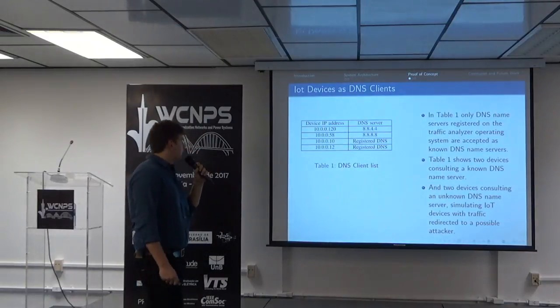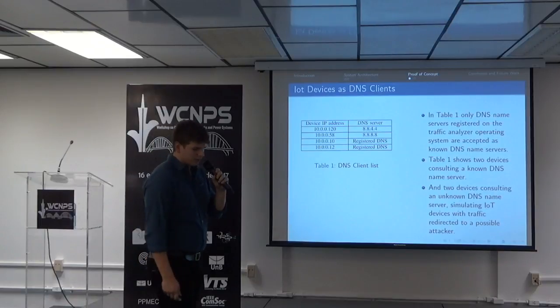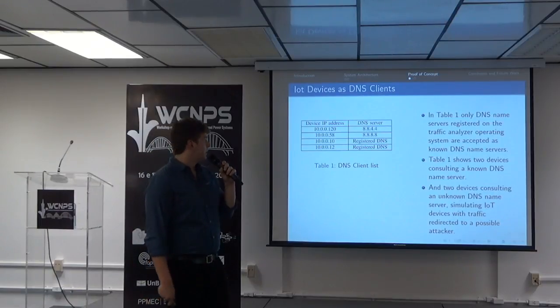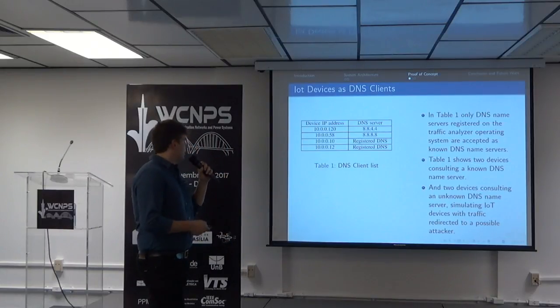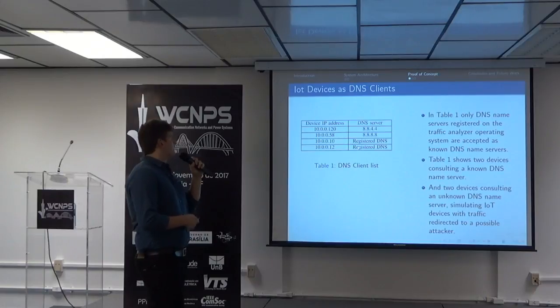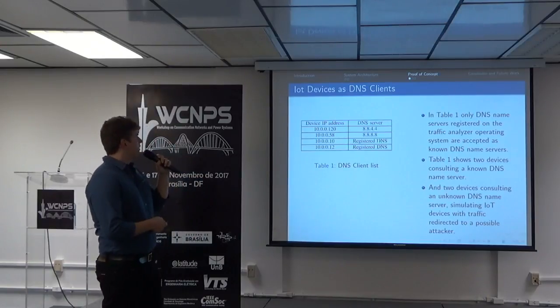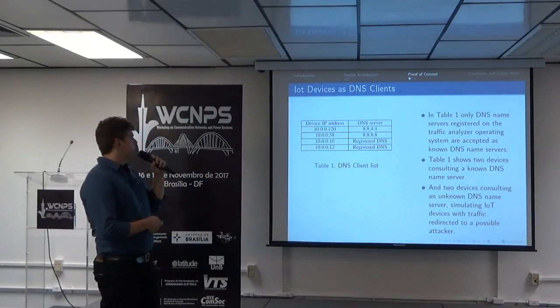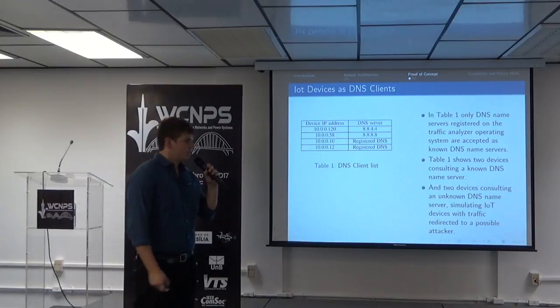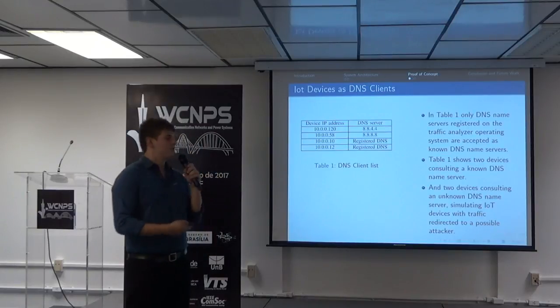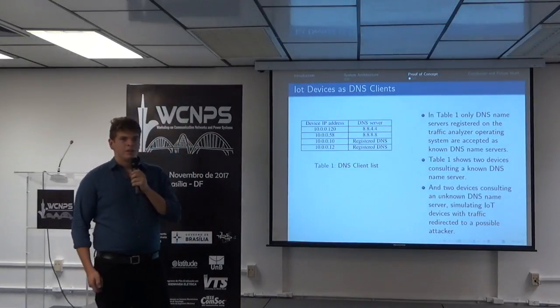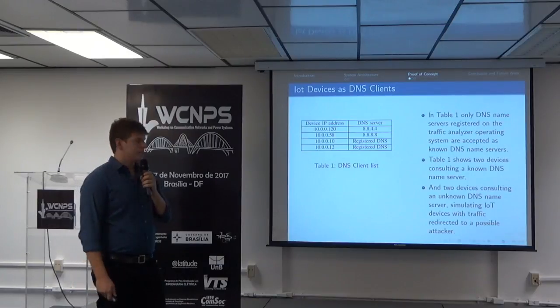So as proof of our concept, we built an experimental environment using four IoT devices. These devices here. We used a few DNS servers. These are Google's DNS, but in our case, we're considering these DNSs as not known DNSs, because they are not registered inside our traffic analyzer device.